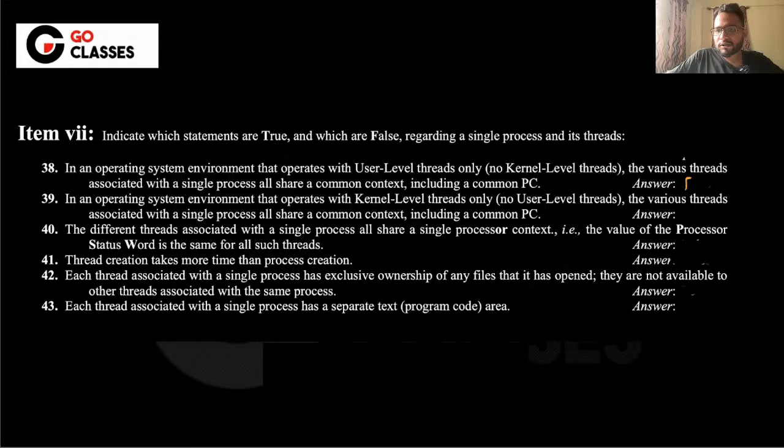So obviously this is false. Why? Because any thread must have a different program counter, obviously. Their registers are different. The other statement, including the common PC, is also false. A common PC cannot exist, whether it is a user level thread or a kernel level thread. The different threads associated with a single process all share the single processor context. Context means the value of the processor status word is the same for all such threads. Do they share the same context?